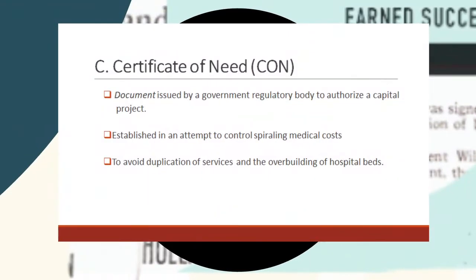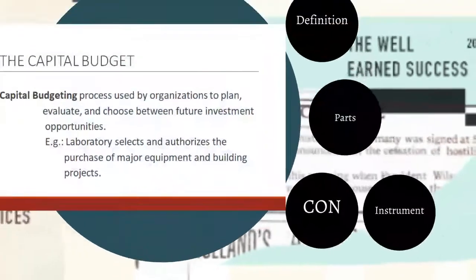While CON, or Certificate of Need, is a document issued by a government regulatory body to authorize a capital project. This was established in an attempt to control spiraling medical costs and to avoid duplication of services and the overbuilding of hospital beds.